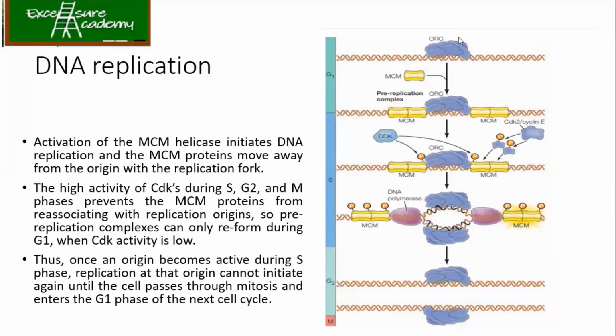It is because of the high activity of CDK. So during S phase, we have got high activity of CDK, which is ensuring that your helicase loader is not loading the helicase on the DNA, which will result in the replication of the DNA only once per cell cycle. Okay.